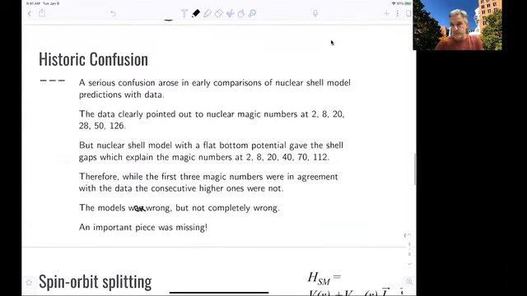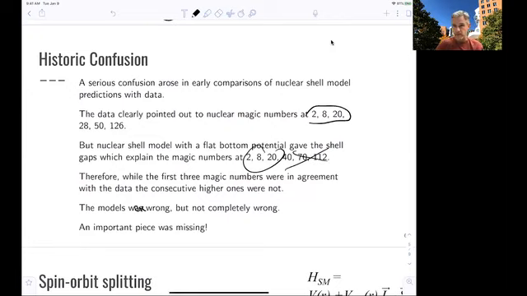There was some historic confusion in this, and it came from the fact that while the experimental data pointed to nuclear magic numbers of 2, 8, 20, 28, 50, and 126, if you just think about a flat-bottom potential, you find magic numbers which are 2, 8, 20, 40, 70, and 112, and those are typically not in agreement. So it seemed like this shell model kind of worked, but not really. We found agreement here, but then disagreement in the higher part of the magic numbers.